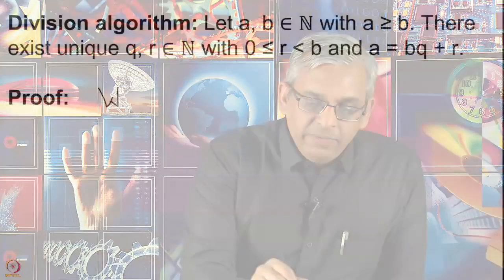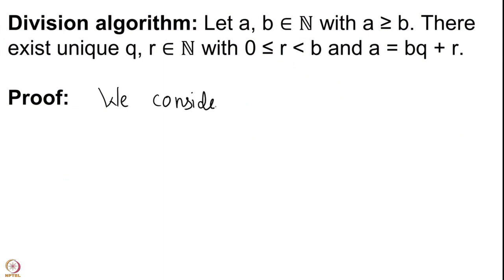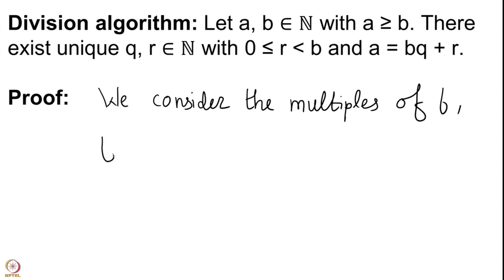What we do is the following thing. We consider the multiples of B. So you have B, 2B, and because B is a natural number, we will have B less than 2B, less than 3B, less than 4B and so on. So we have this set of multiples of B which goes all the way up to infinity. Now A is a natural number, it will have to belong to some such subset.